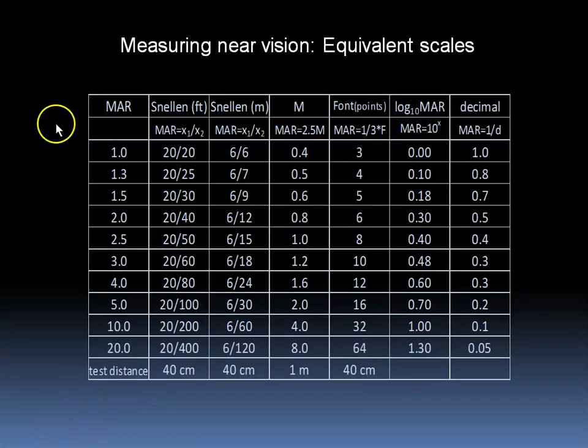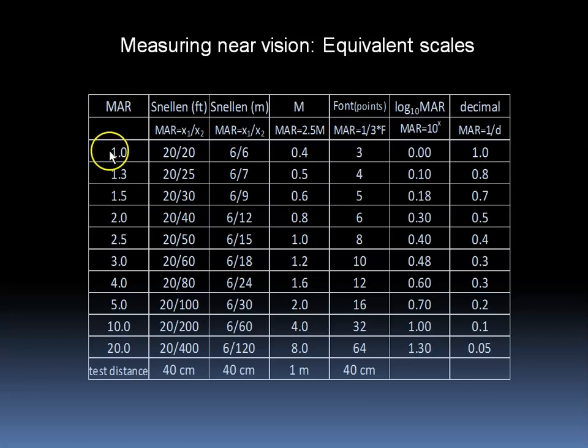We can measure vision using different scales. So an MAR of 1 is like a Snellen acuity of 20/20 using feet, or 6/6 using meters. Since MAR equals 2.5 m, the M scale would have 0.4 as the same as MAR of 1. Using a font size of 3, a typical reading distance would be like an MAR of 1. Log of 1 is equal to 0. LogMAR is 0. The decimal is the inverse of the MAR, so that it would still be 1.